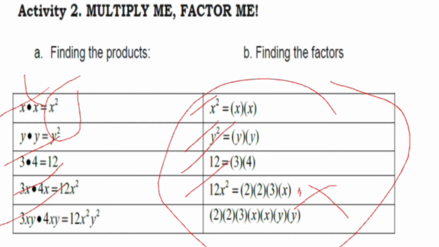The other one is 12x squared y. So the factors of 12 are 2 times 2 times 3. Then the factors of x squared are x times x. Then y squared is y times y. So take note of that. Okay, so let's move on.